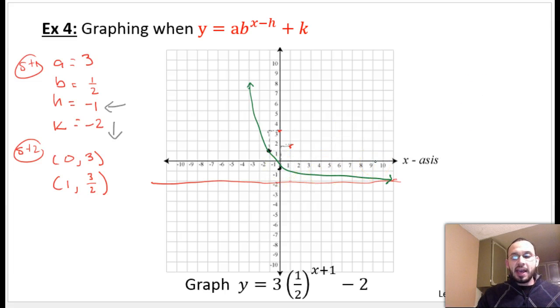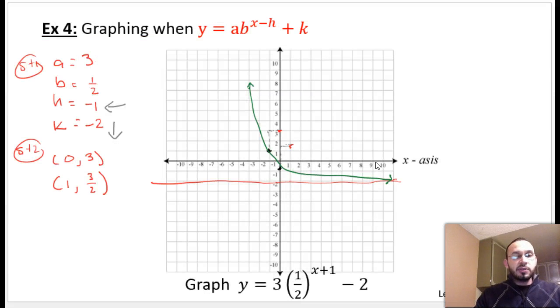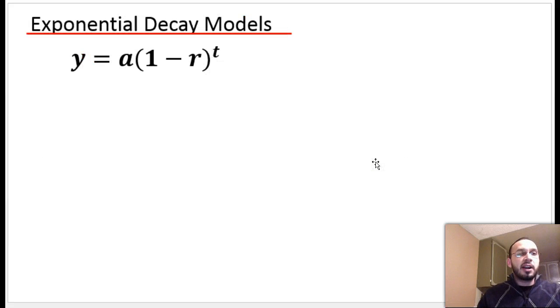So that concludes the whole graphing portion of this lesson. Let's go ahead now and talk about our exponential decay models. We had an exponential growth model and a compound interest model, which is also a growth model. This is the decay model. If one is growing, decaying is shrinking, or getting smaller and smaller as time goes by.